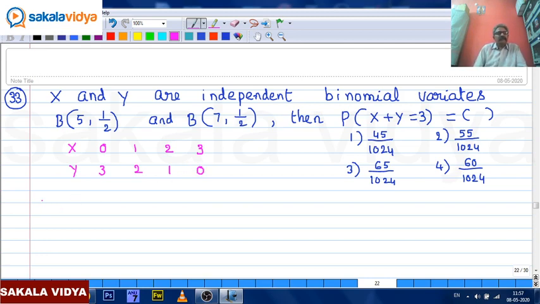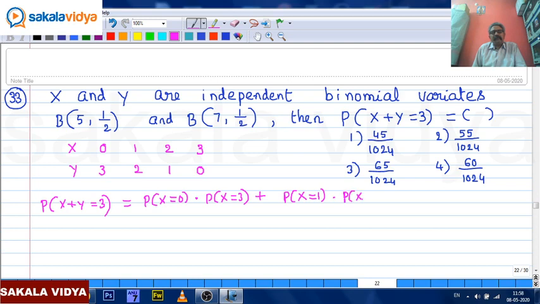So, that means we need to find out now P of x plus y equal to 3. Independent events means P of x is equal to 0 into P of y is equal to 3, that is P of x is equal to 0 from the first binomial variate, P of y is equal to 3 from the second, plus P of x is equal to 1 into P of y is equal to 2, plus P of x is equal to 2 from the first binomial distribution into P of y is equal to 1 from the second, plus P of x is equal to 3 into P of y is equal to 0.